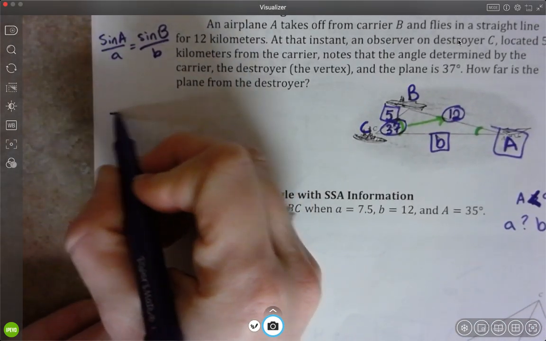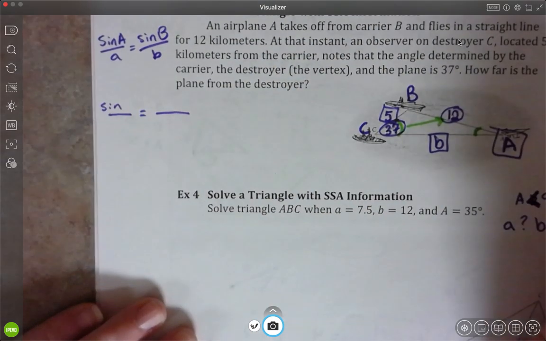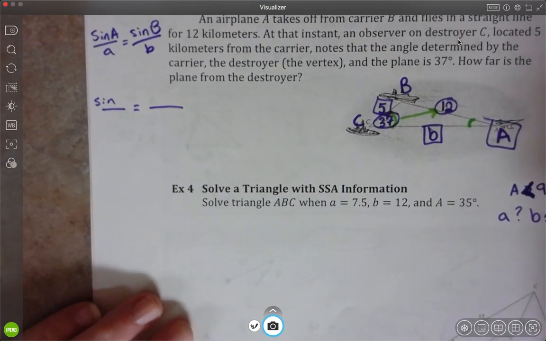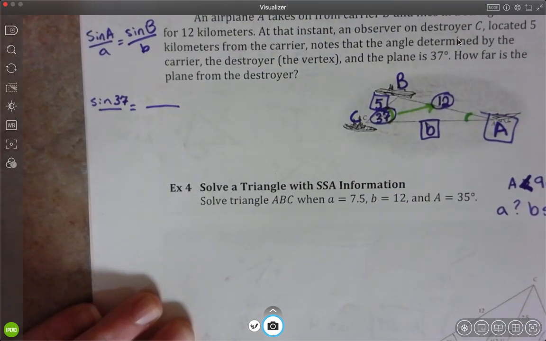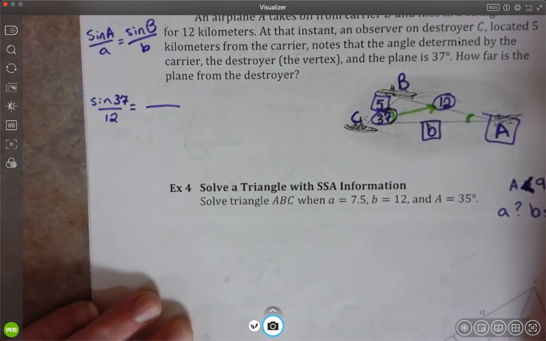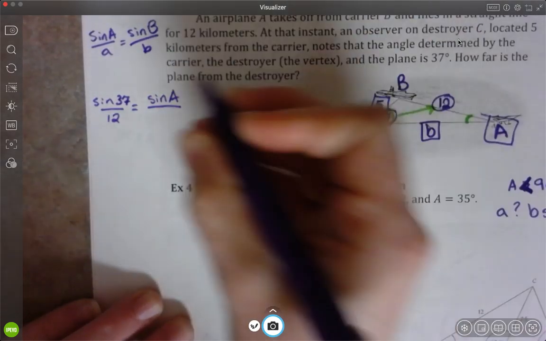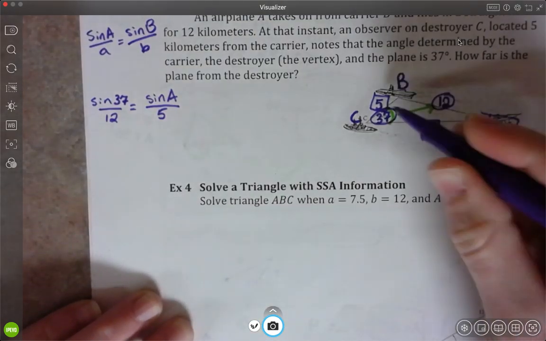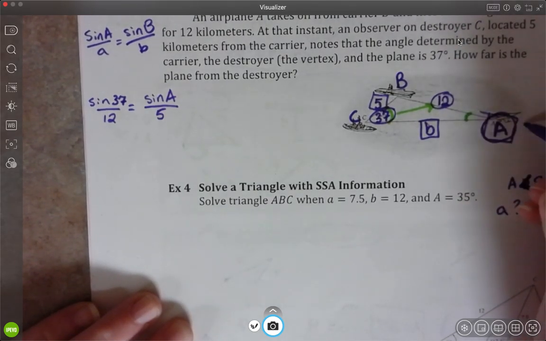I'm going to go all the way over here. So we have sine of an angle over the side opposite. The only angle that we know is 37, so I have to use 37 somewhere. And then that side opposite is going to be 12. And then I have sine of A over 5. So I have those two things that are opposite each other, and what I'm doing is I'm trying to solve for this guy first.